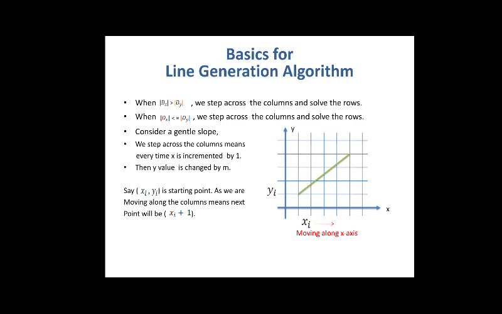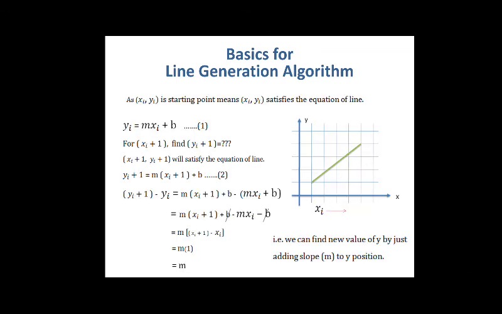Say xi, yi is the starting point of this line, and we are moving along the columns, which means we are moving towards the next point by just incrementing x. X will be xi plus 1, xi plus 2, xi plus 3. But what about y? Is y changing by 1? No, y is not changing by 1. So how can we find out the value of y?